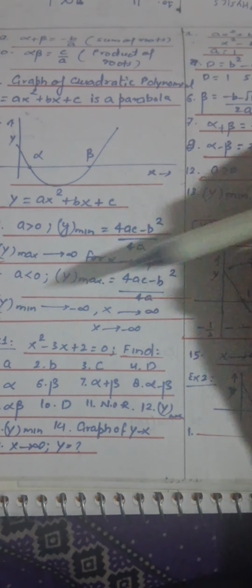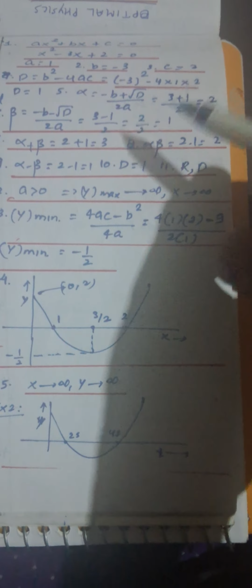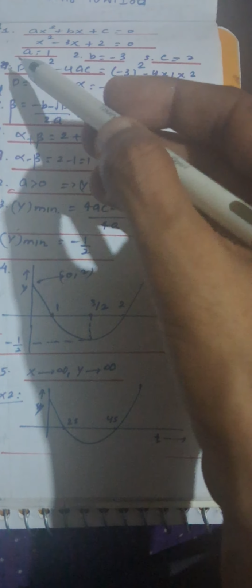I was just discussing a question based on quadratic equation. This was the equation x square minus 3x plus 2. And we were analyzing various parts related to this equation in which we calculated a, b, c. And I said that one of the possible values of a, b, c are this.